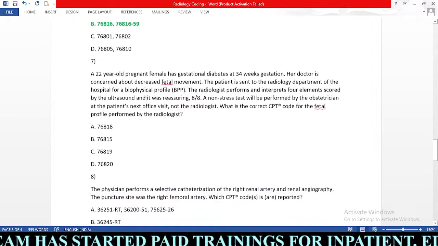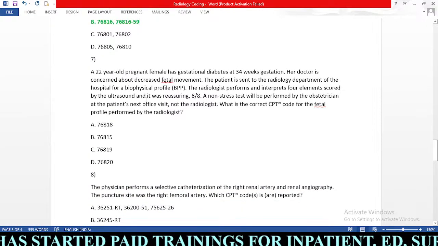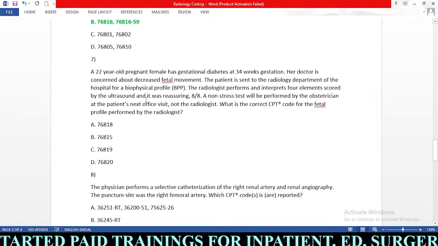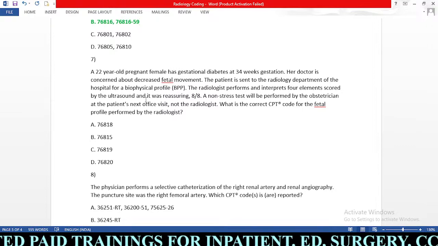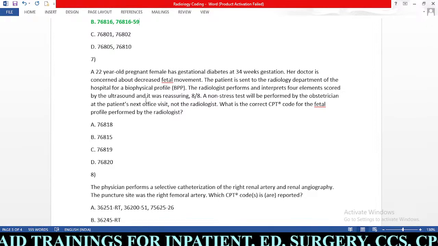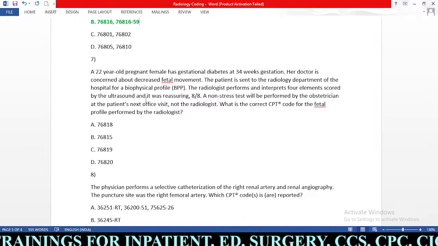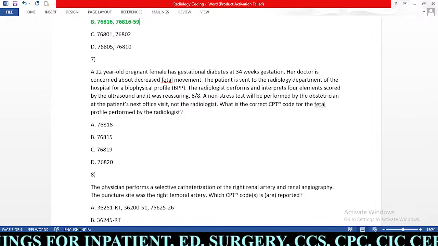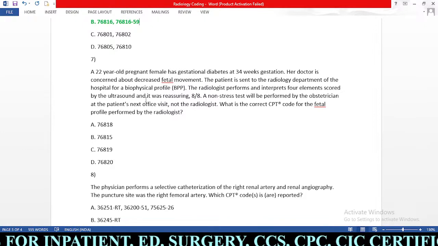So I hope everyone got this answer. Yeah, correct, Srinath. Santosh, welcome to Fast Coder 21. Yeah, your answer is correct.